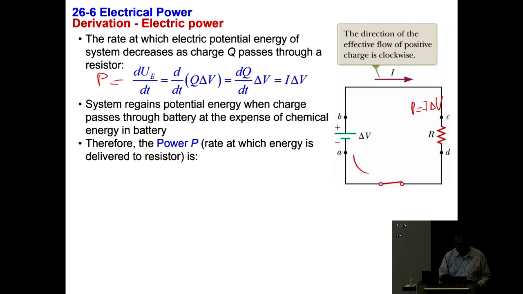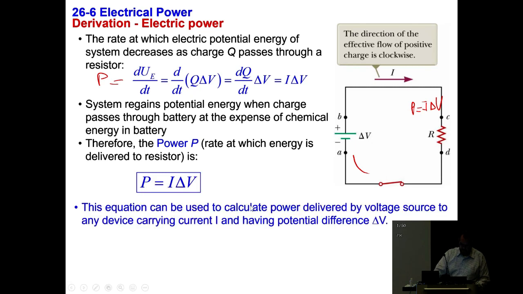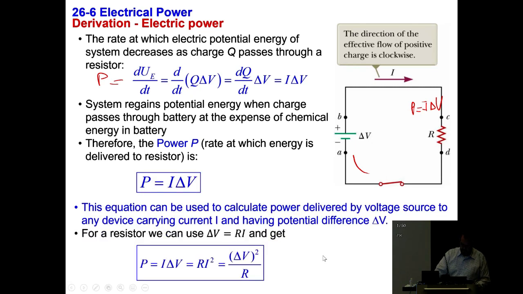When the charges flow back through the battery, they gain their potential energy again through the chemical reaction happening in the battery. So energy is generated by the battery and consumed by the resistor. If you take this as a closed system, including the heat, the energy is conserved. But the heat is lost, so part of the battery's energy is lost to the outside world. So the power is I delta V. Remember this for any device, and these three equations for a resistor.